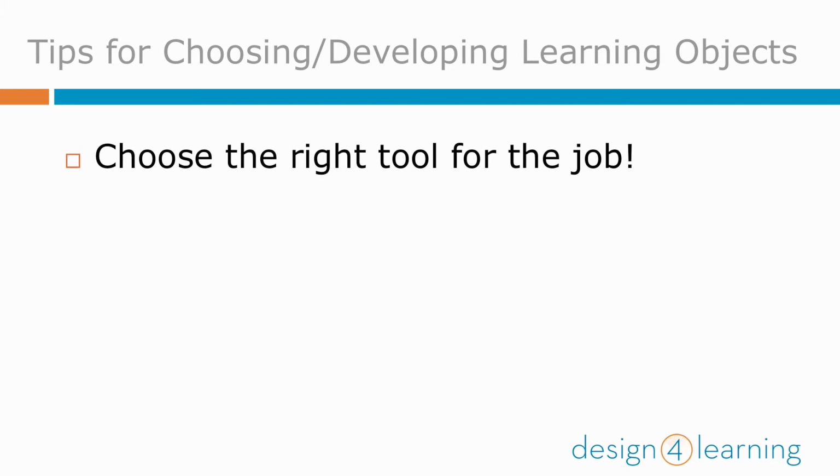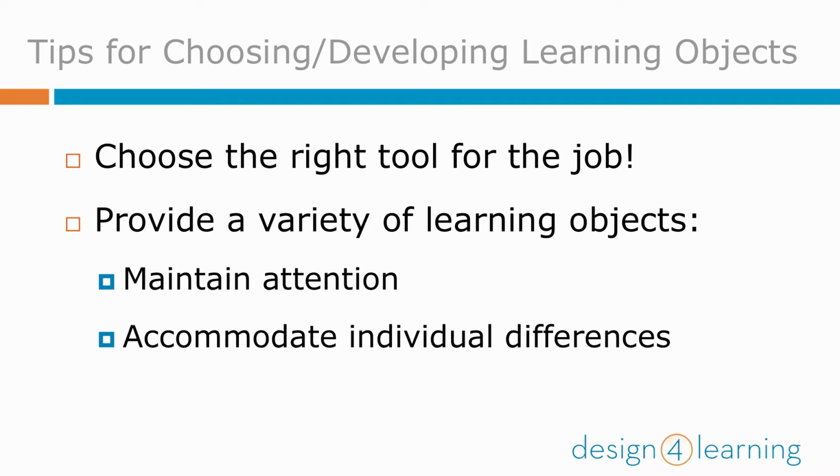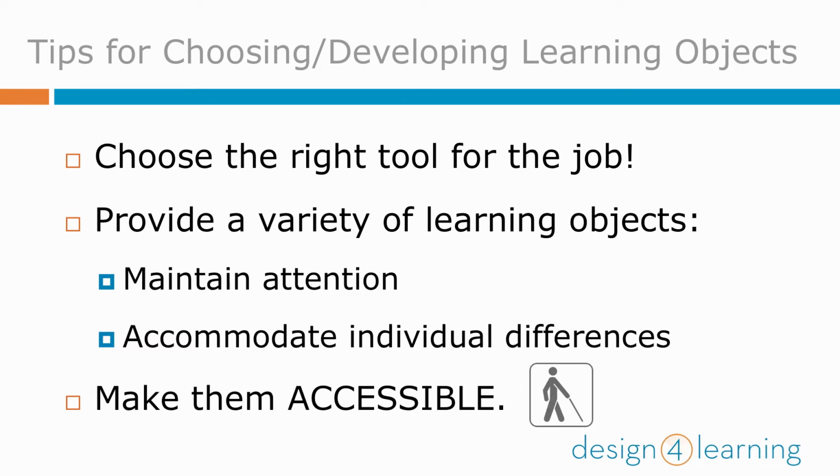When choosing and developing learning objects, please keep several things in mind. First, choose the right tool for the job. And again, go to Bloom's Revised Taxonomy for some helpful ideas here. Provide a variety of learning objects to both sustain attention, but also to appeal to individual differences in preferences for how learners like to receive their information. Now, this gets at UDL principles, too. And finally, make them accessible.